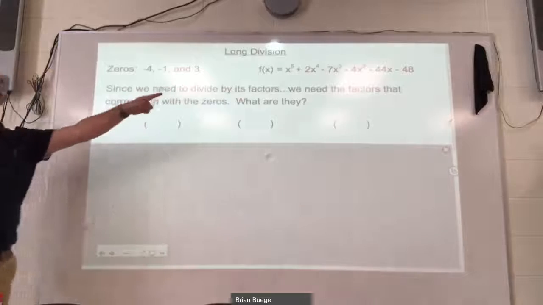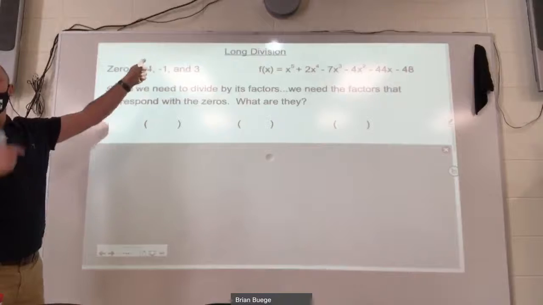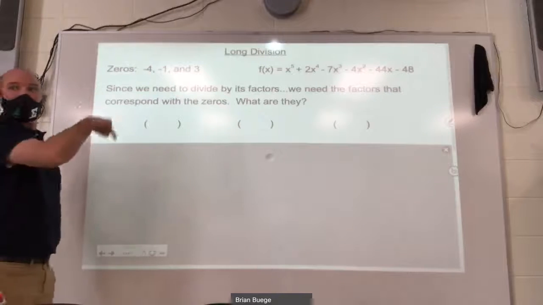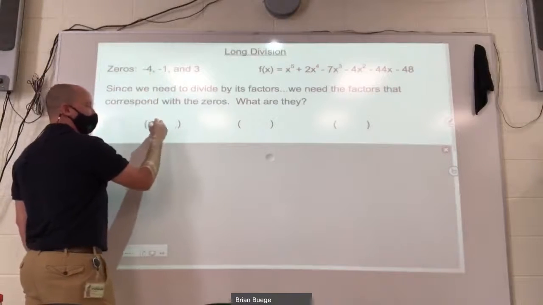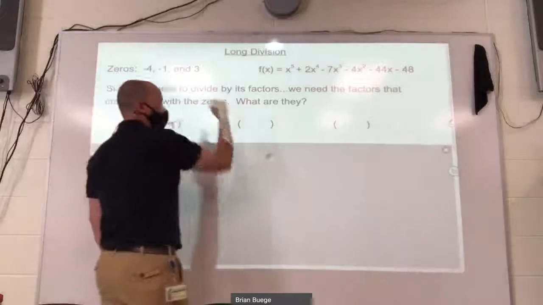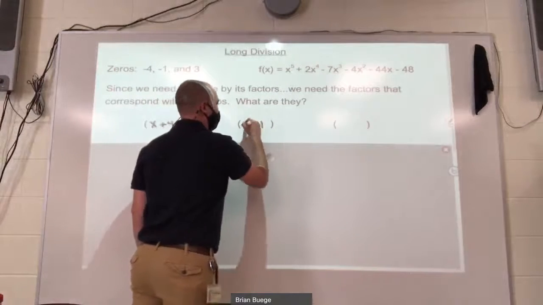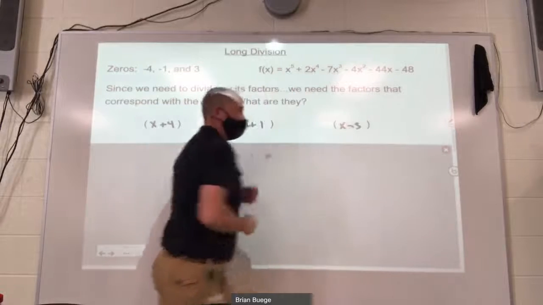There's the equation we started with. I'm trying to find the x-intercepts. We took 3 of them off the graph, which we just talked about, so I'm rewriting them as factors. Since it's negative 4, that means x plus 4 is my first factor. Negative 1, x plus 1 is my next factor. And the last one is x minus 3.